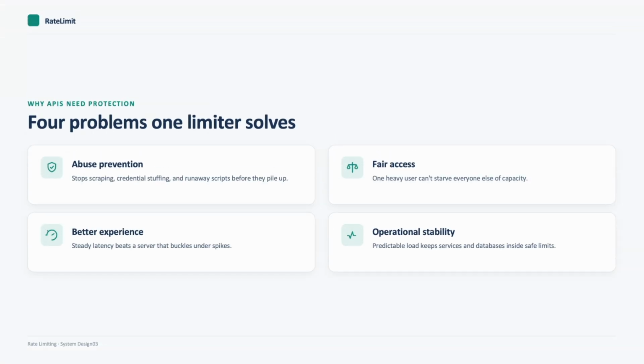Rate limiting isn't just about blocking requests. It prevents abuse from bots and scrapers, ensures one user can't consume all available resources, maintains consistent performance during traffic spikes, and protects backend services from overload. In short, it keeps your APIs fair, fast, and reliable.